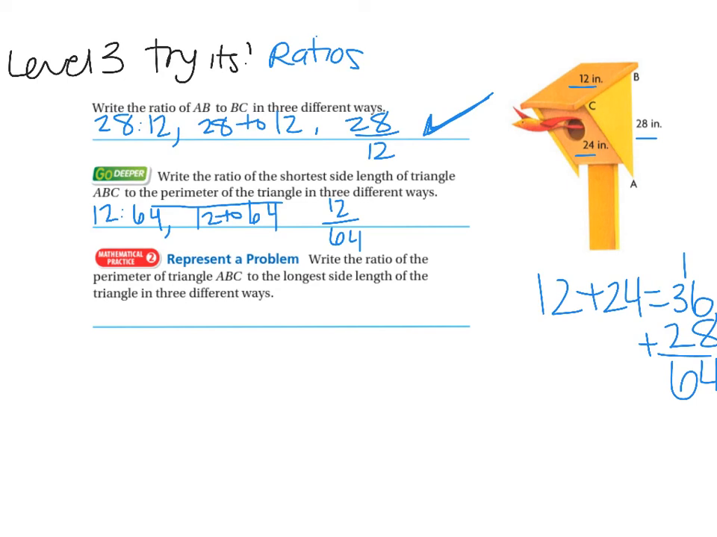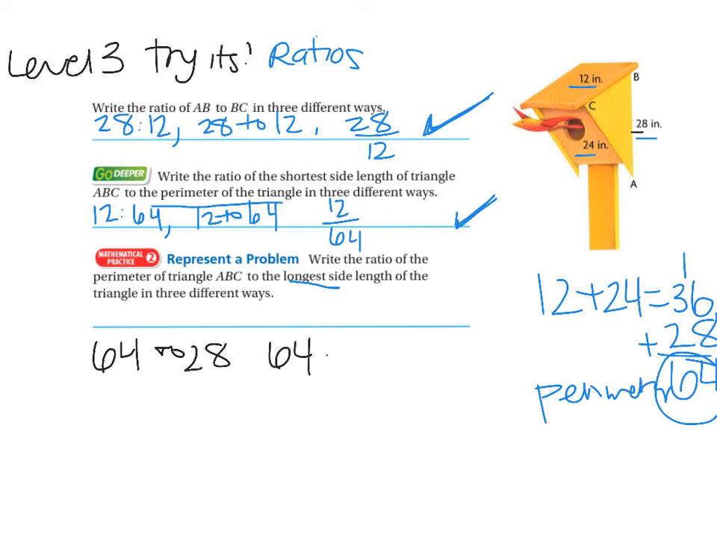And finally, we're going to write the ratio. Oh, we'll give it a check mark because we did that one. Let's write a ratio of the perimeter. Oh, we already know that. Here's my perimeter. Oh, that's supposed to say perimeter. Sorry, it's sloppy. Of triangle ABC to the longest side length of the triangle. So we have to find the longest side, which would be not 12, not 24, it'd be 28. So I already found my perimeter. We would start with that number this time. 64 to 28, and 64 over 28. And that's how we would solve that final problem.